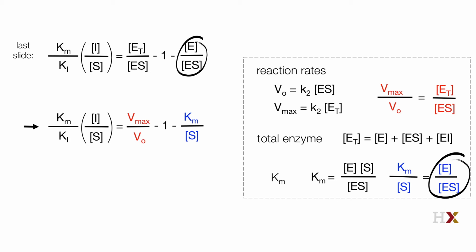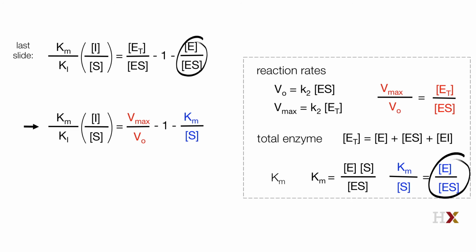Now our equation becomes Km over Ki times the concentration of inhibitor over the concentration of substrate equals Vmax over V0 minus 1 minus Km over the concentration of S. So if we take a closer look at our equation, we can see that now we have two variables, V0 and S. And the rest is constant. Km, Vmax, the concentration of inhibitor, these three values are constant.